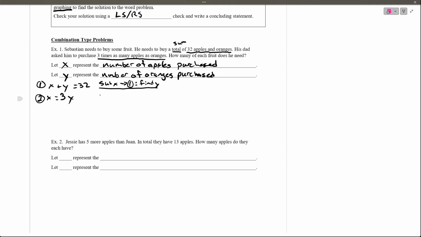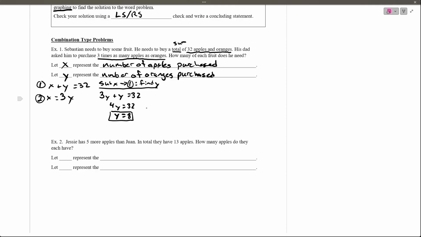Okay. So that means wherever I see an x, I'm going to put a 3y. So instead of x here, I have 3y plus y is equal to 32. So that's 4y is equal to 32, which of course means y is simply 8. What does that mean? Looking back at the problem, that means that we have 8 oranges.